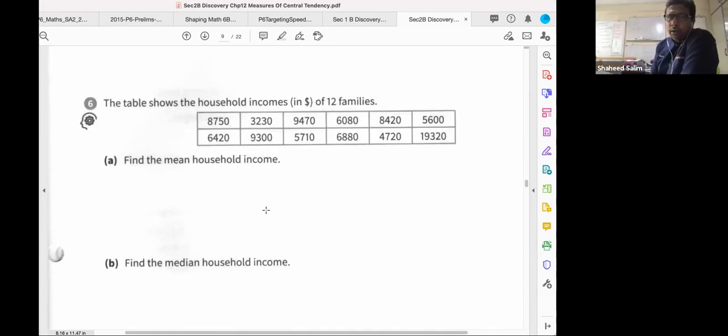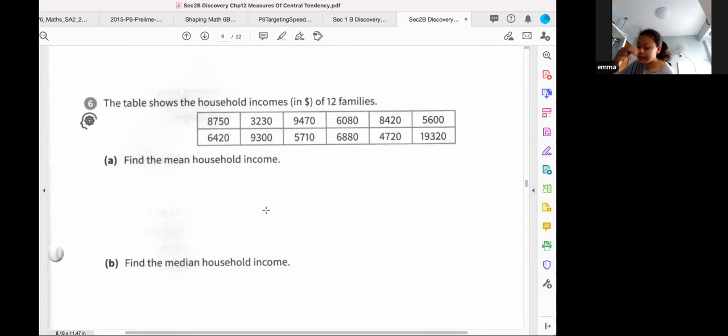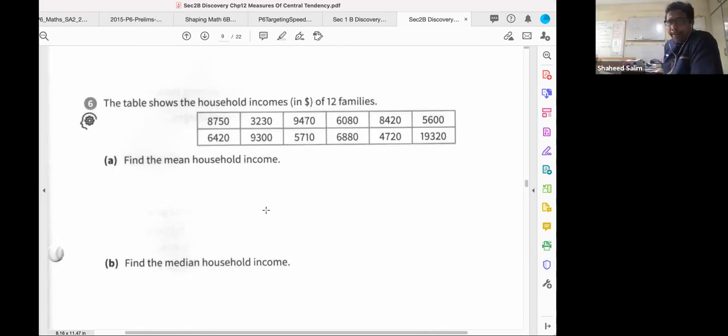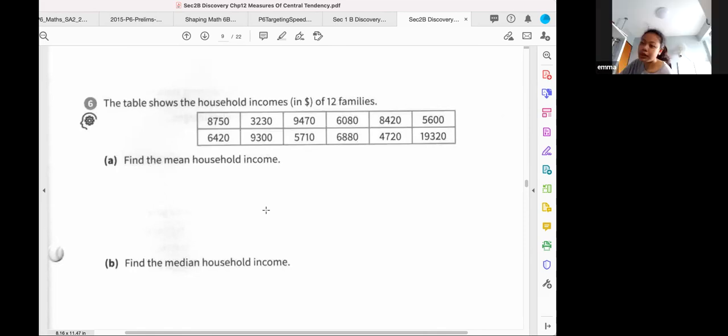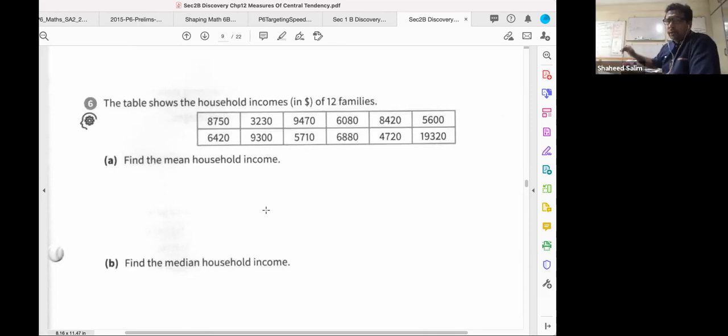What's your total? Do you know how to calculate the mean, right? Total value divided by the number frequency. So what's your total value? You add all of them up, eh? Then you're doing median first. No problem. Means you're doing B first, eh?